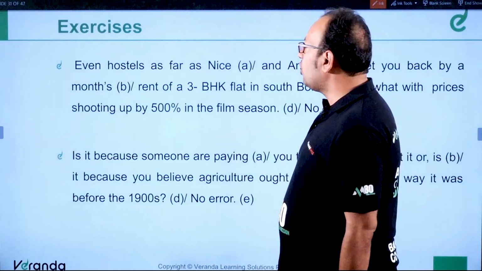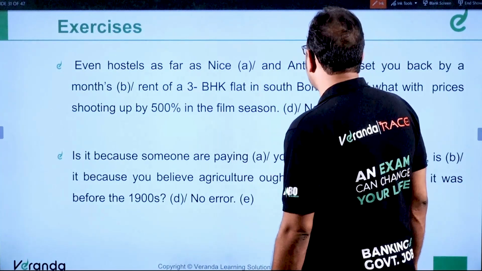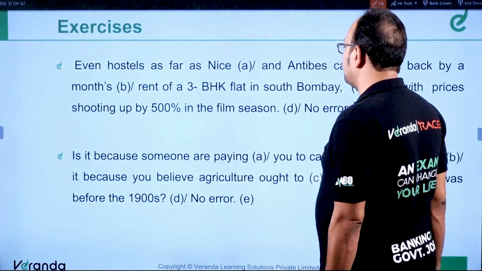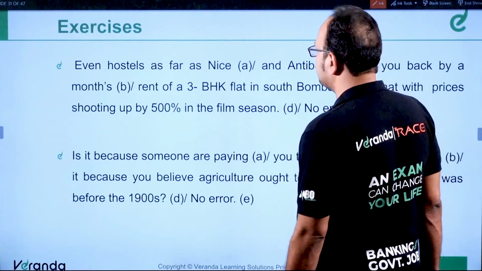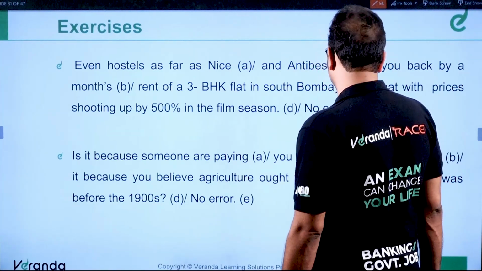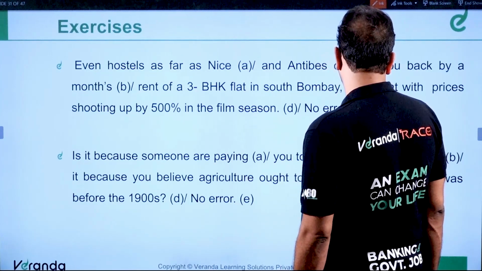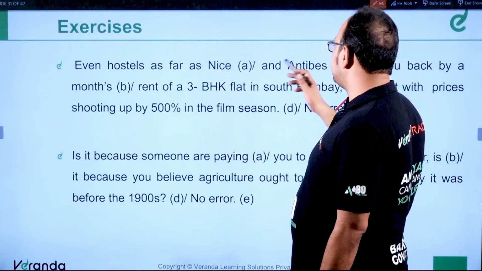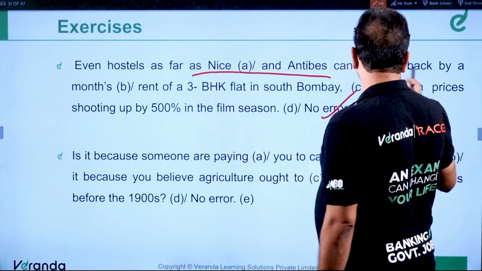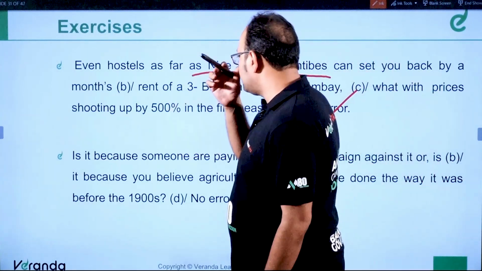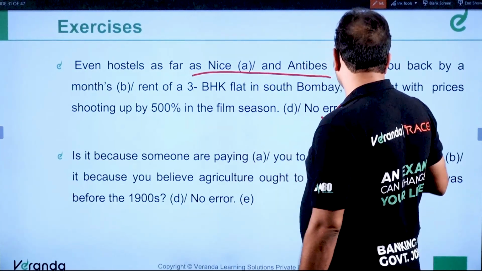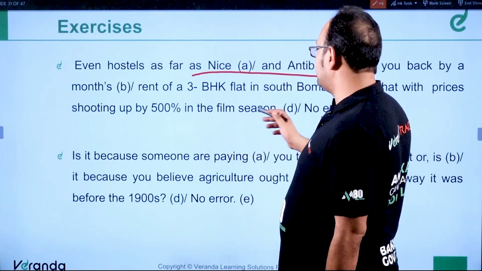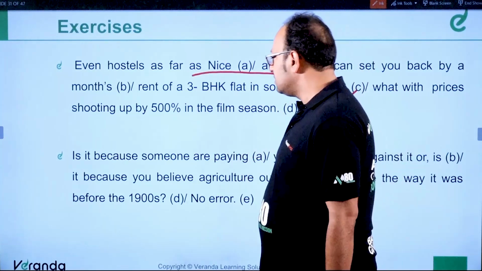Moving ahead. Even hostels as far as nice and anti-bis can set you back by a month's rent of a 3 BHK flat in South Bombay. What with prices shooting up by 500% in the film season? No error. There's no error in this question, because I'll tell you why. Even hostels as far as nice and anti-bis, two hostels are being mentioned, can set you back by a month's rent of a 3 BHK flat in South Bombay. What with prices shooting up by 500% in the film season? No error in this question.